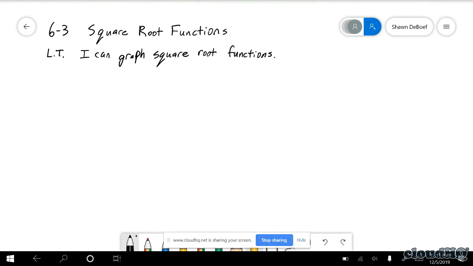Okay, so we're going to take a look at section 6.3, at least part of it. We're not going to do the inequalities piece of it on our assignment, just the equations. So we're going to look at square root functions, and our learning target is that we'll be able to graph square root functions.